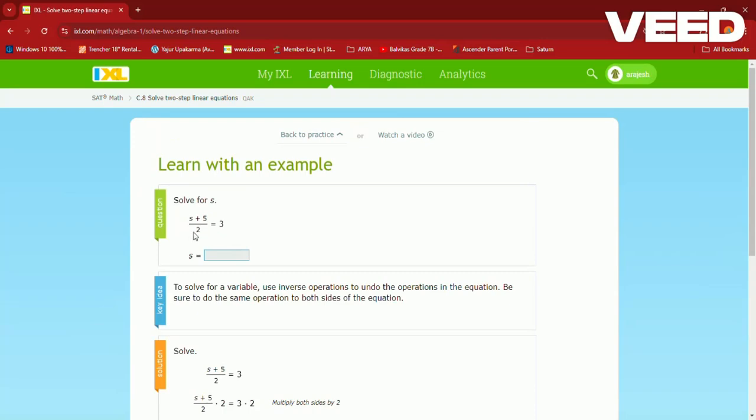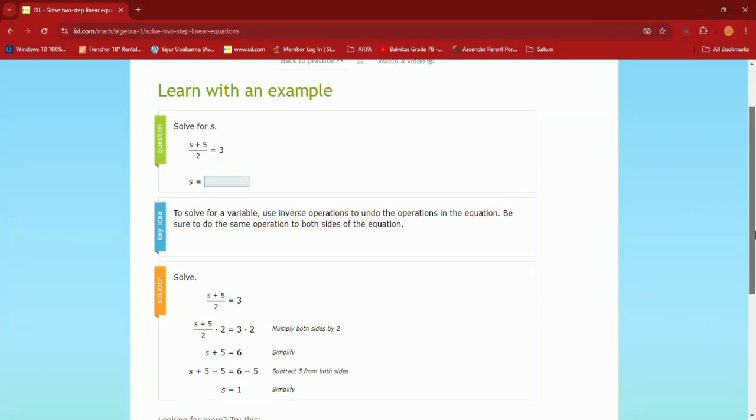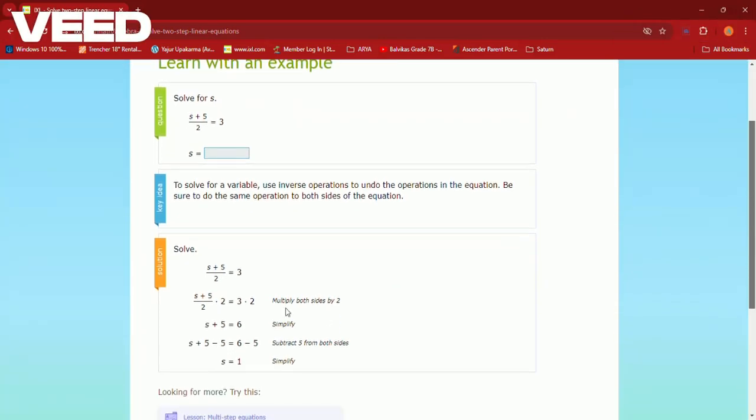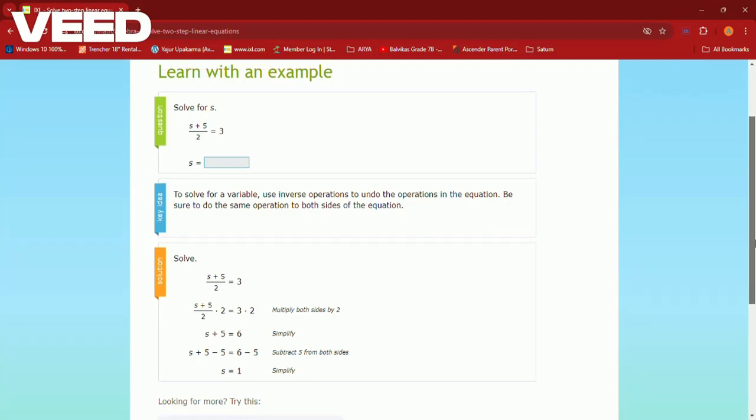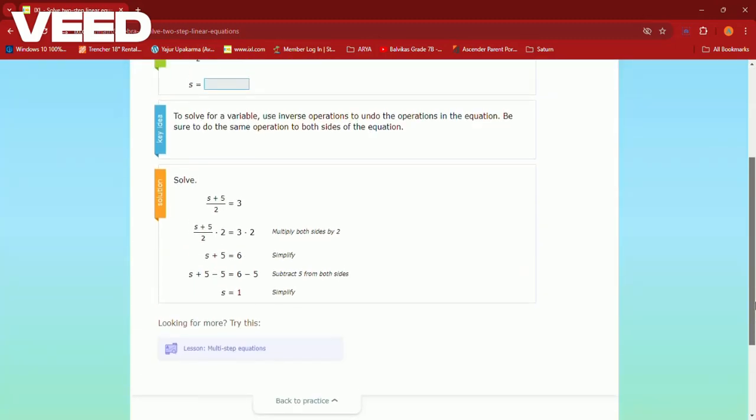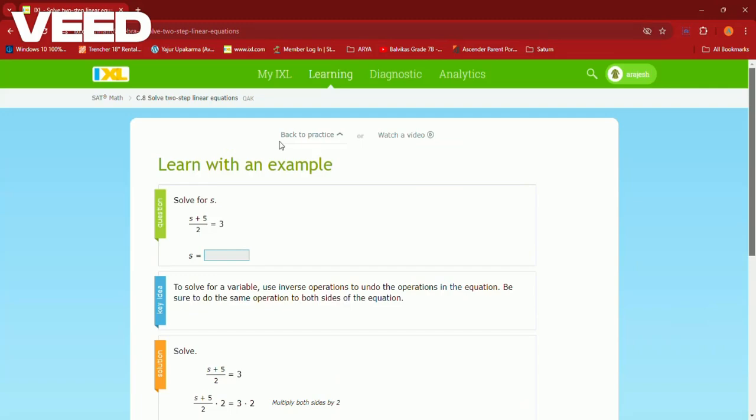(S + 5)/2 is equal to 3. We're going to solve for S. To solve for a variable, use inverse operations. To undo the operations in the equation, be sure to do the same operation to both sides of the equation. So you would have to multiply both sides by 2, then simplify, and then subtract 5 from both sides, and then simplify again, and then you have S equals 1.